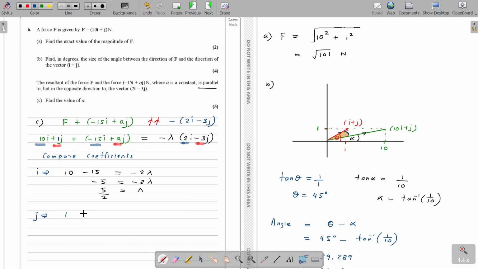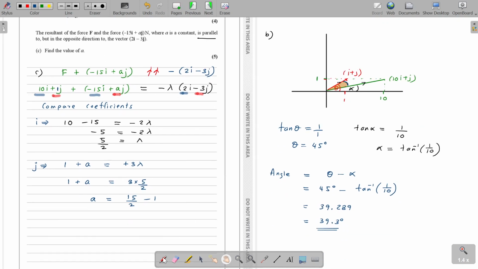1j, so that's just 1 plus aj. A equals, on the other side I get minus lambda into minus 3, which is plus 3 lambda. Are you with me? So we can substitute the value of lambda since we found it. So 3 times 5 over 2. Get the a value. A is 3 times 5 over 2, which is 15 over 2, minus 1. How much is 15 over 2 minus 1?